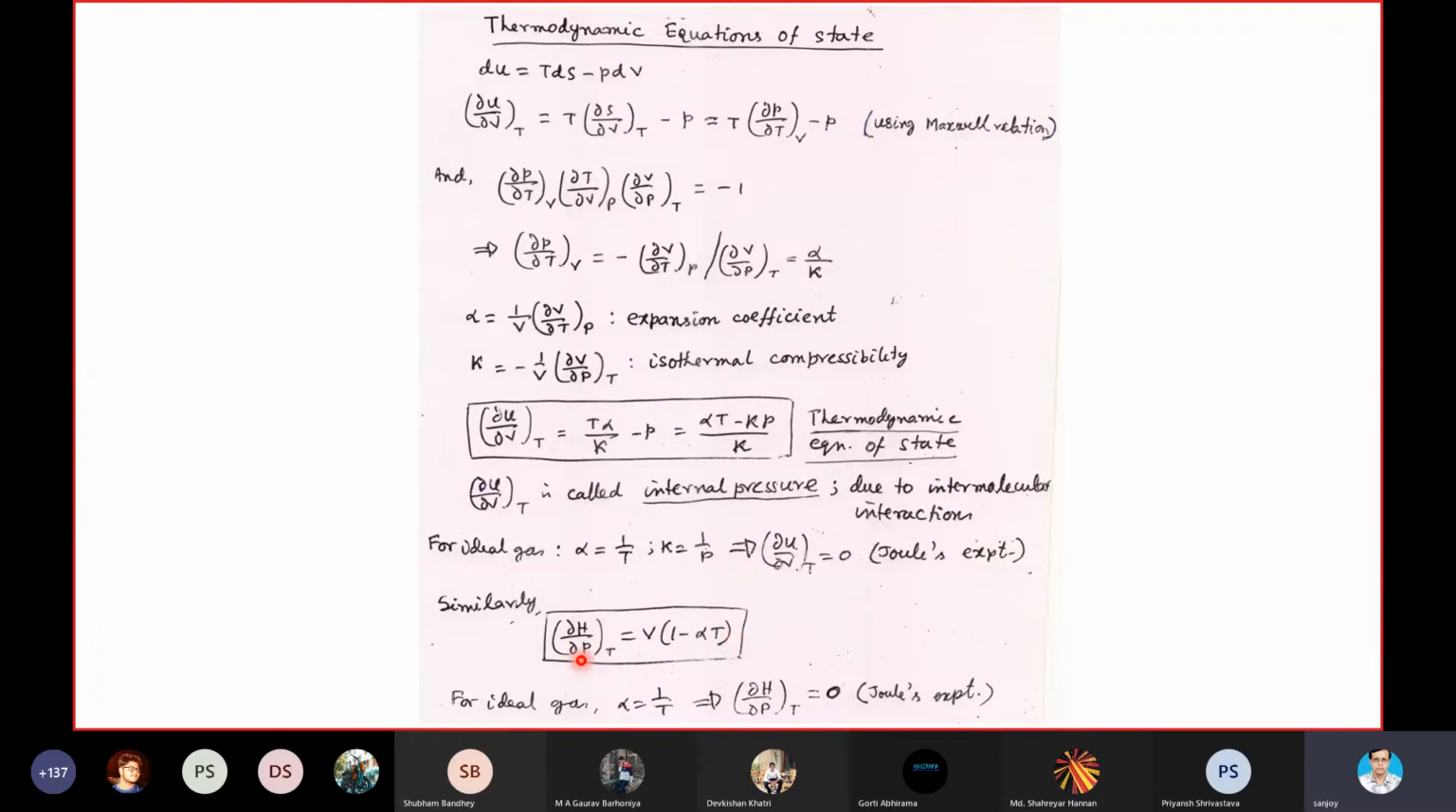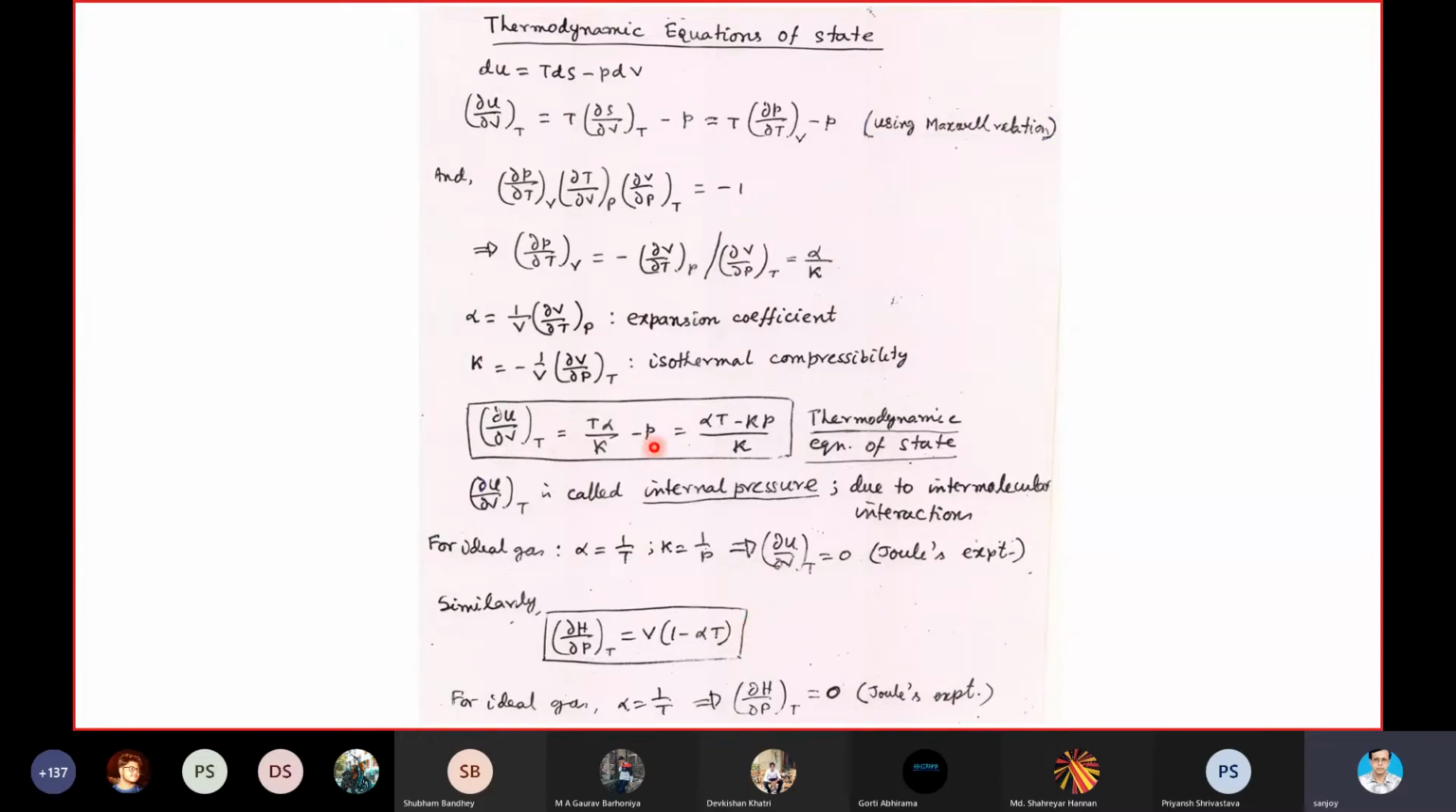Now, where will you start? To get H, you will start from the corresponding fundamental equation, that is dH equal to TdS plus VdP. Here we started with dU equal to TdS minus PdV. For enthalpy, the corresponding equation is dH equal to TdS plus VdP. Exactly in the same manner, you take a derivative and then apply the corresponding Maxwell relation, and you can very easily derive this expression.